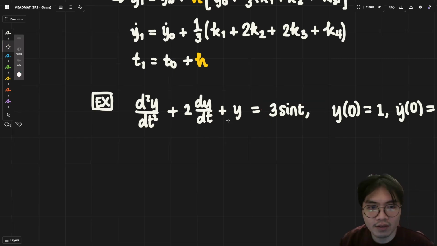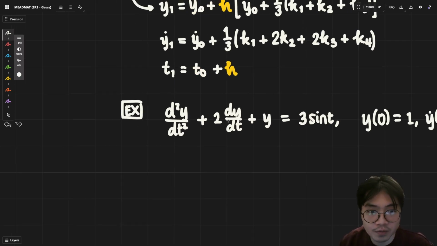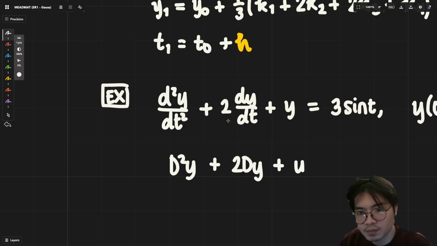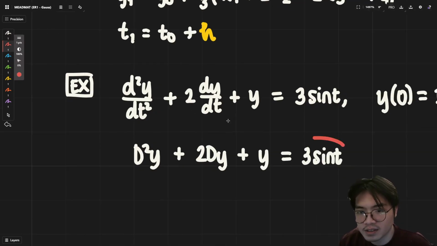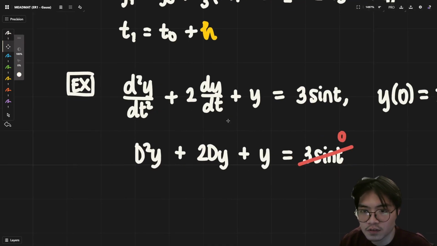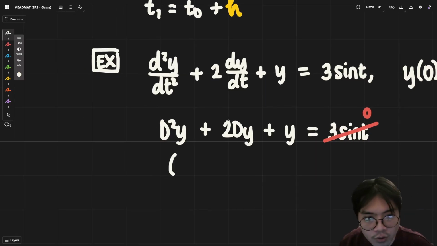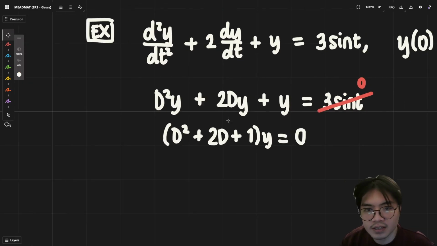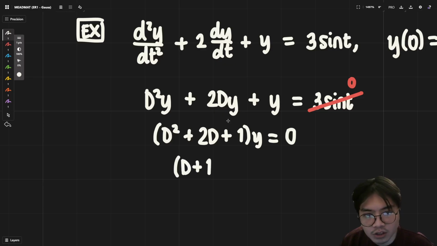In terms of the differential operator, this will be D squared y, and this is now 2Dy, and then this is plus y equal to 3 sine t. Just like before, because this is non-homogeneous, let's look at this first as if it were 0. You will have D squared plus 2D plus 1. In this case, we will have (D plus 1) squared times y is equal to 0.